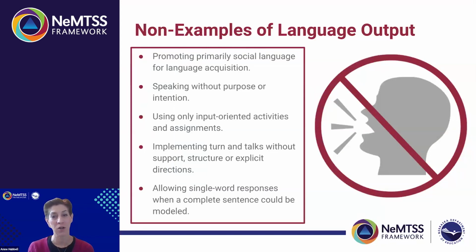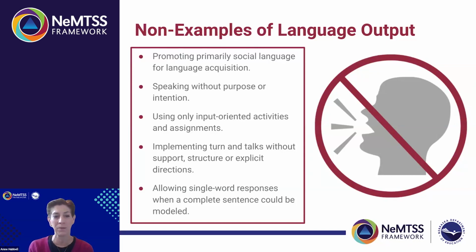First, let's talk about some non-examples of language output. Students will acquire social language on their own. Educators don't need to worry about promoting social language in the classroom. There should be a purpose to the speaking tasks students are asked to do, and educators can help build academic language when they provide structured opportunities for students to speak. A non-example might be just telling students to turn and talk without any prior discussion of what they should look like or any supports to help them in their discussions. Students need explicit directions and structures to support them in using academic language.